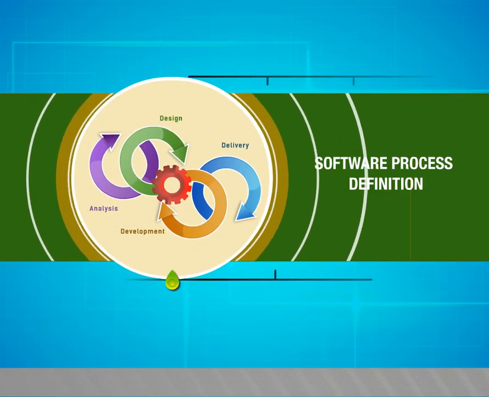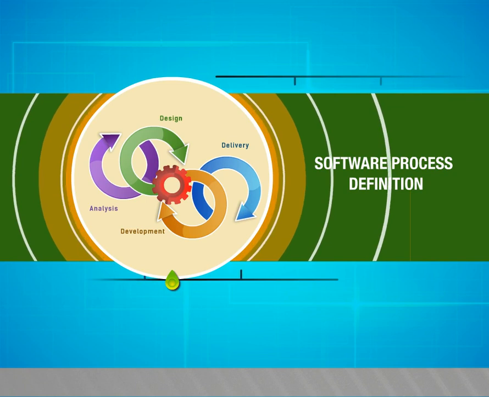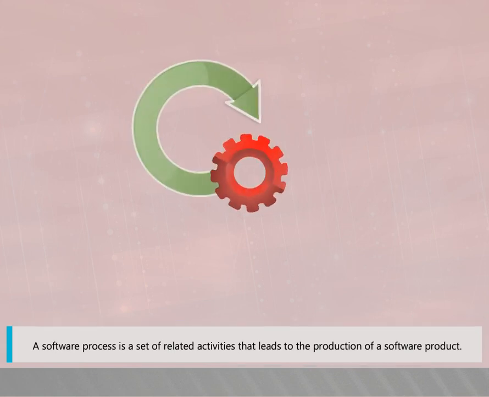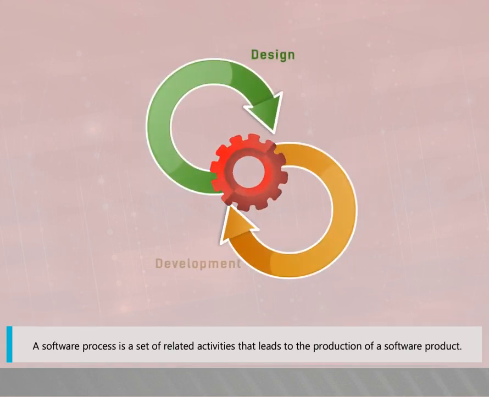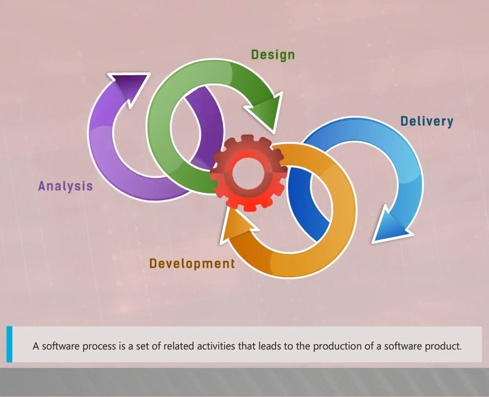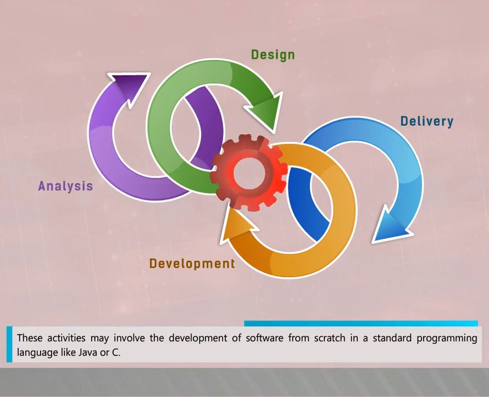Software process definition. In this video, we are going to see about software process definition. A software process is a set of related activities that leads to the production of a software product. These activities may involve the development of software from scratch in a standard programming language like Java or C.